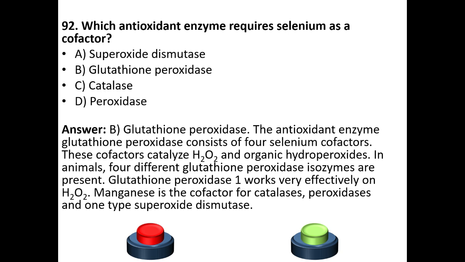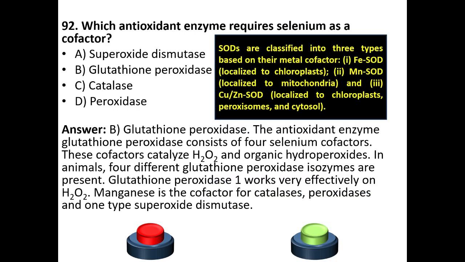In animals, 4 different glutathione peroxidase isozymes are present. Glutathione peroxidase 1 works very effectively on hydrogen peroxide. Manganese is the cofactor for catalase, peroxidases, and one type of superoxide dismutase. Superoxide dismutases are classified into 3 types based on their metal cofactors: iron SOD localized to chloroplast, manganese SOD localized to mitochondria, and copper-zinc SOD localized to chloroplast, peroxisomes, and cytosol.